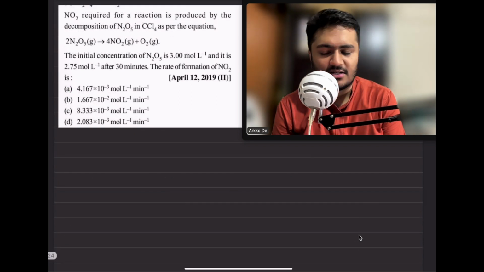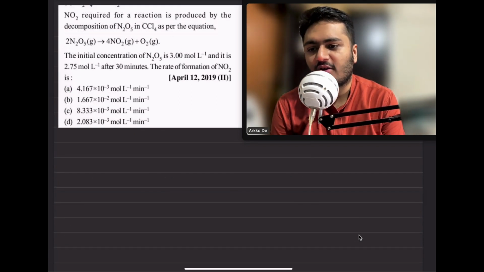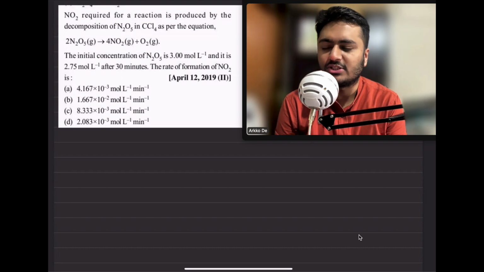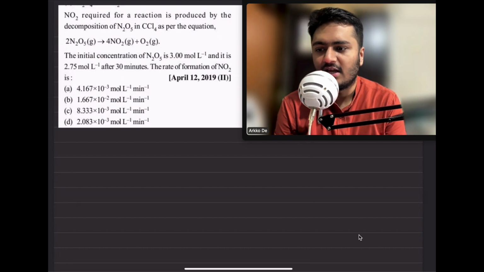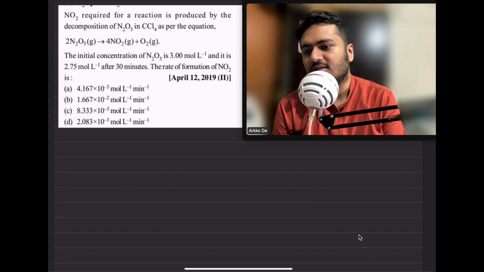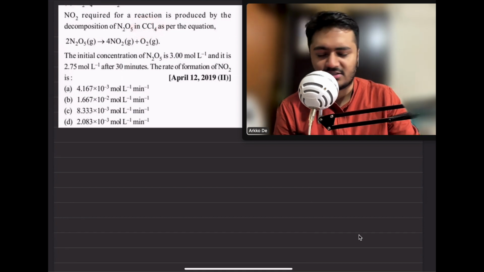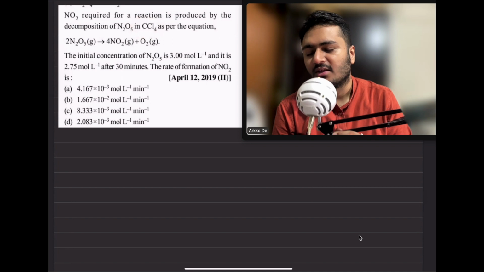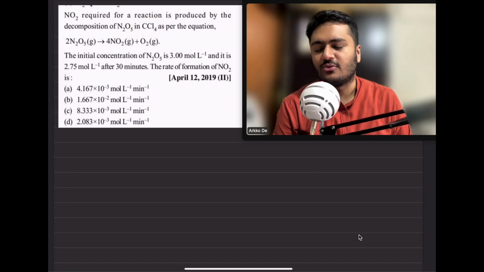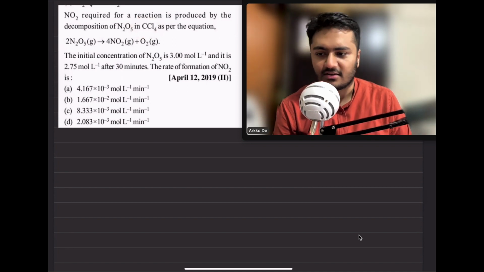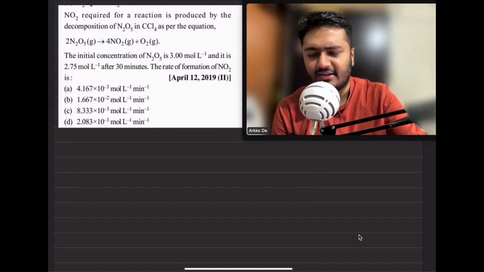As you can see, let's read the question first. So NO2 required for a reaction is produced by the decomposition of N2O5 in CCl4 as per the equation. Okay, so N2O5 is decomposed into NO2 and O2 in the presence of CCl4. So CCl4 is probably the catalyst. We have nothing to do with it probably. The initial concentration of N2O5 is 3 mole per liter, and it is 2.75 mole per liter in 30 seconds. All right, the rate of formation of NO2. It's a fairly simple question, again a very recent question.